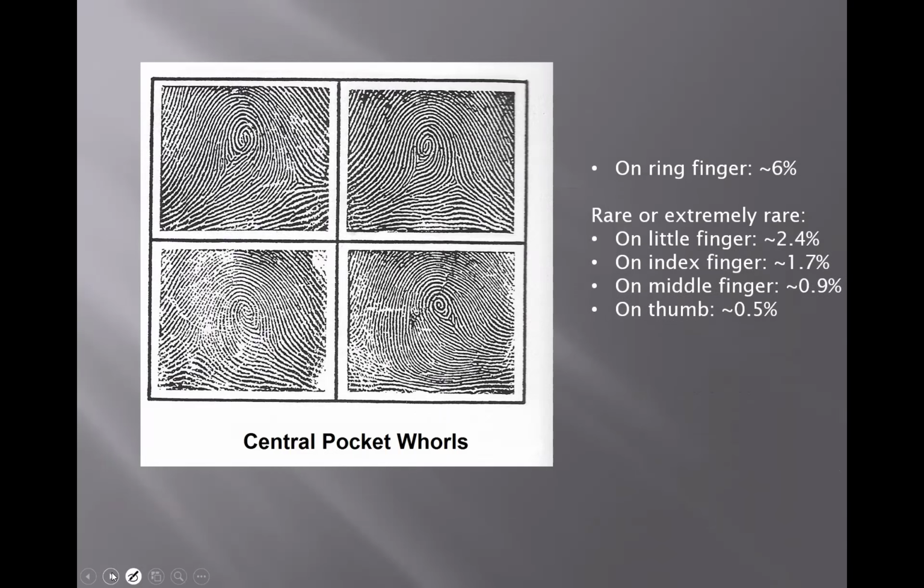The central pocket whirl is only common on the ring finger. It's rare or extremely rare on the other digits. A little bit more common on the little finger, and almost never seen on the middle finger or the thumb. So it's a very rare pattern to see anywhere else other than the ring finger. But if you do see this pattern, then the best way to approach it is to consider it as being a variant whirl, because for all intents and purposes it functions like a whirl.